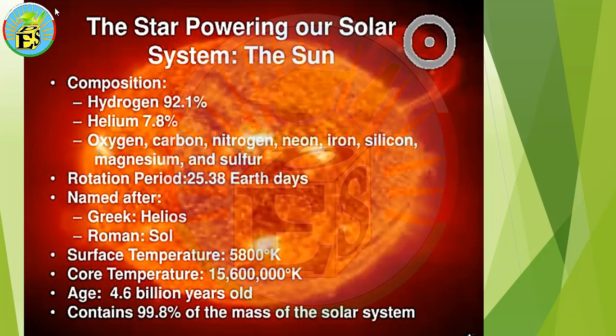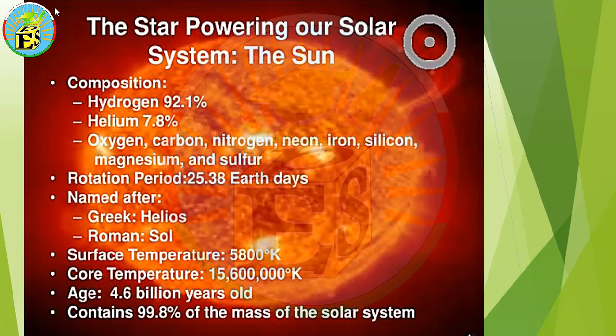Composition of the sun. It has hydrogen at 92.1% and helium at 7.8%. This is the percentage of helium and hydrogen of all the mass of the sun. Other elements include oxygen, carbon, nitrogen, neon, iron, silicon, magnesium and sulfur.